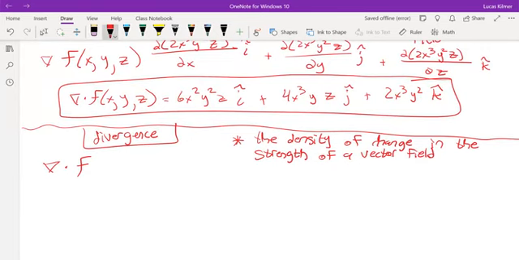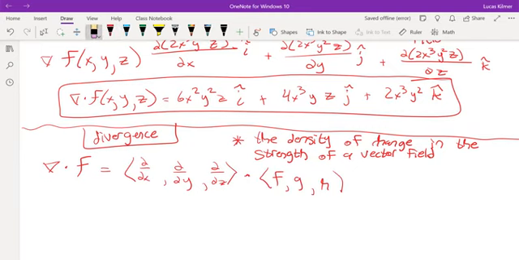So when we're looking at this, we're going to actually end up doing the operator for gradient, which is partial x, partial y, partial z, and you're going to dot product that with the components of your function. I'm going to call these f, g, and h, just to keep things simple. We're going to stick with f, g, and h.